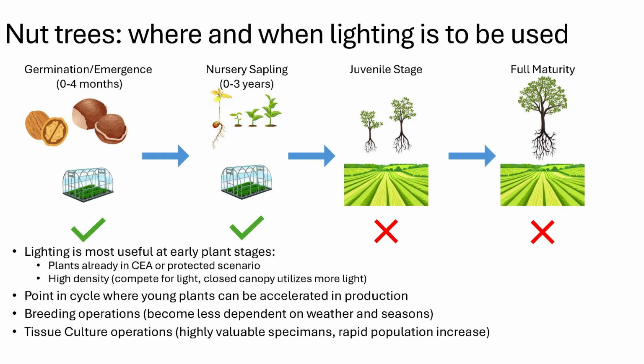So where and when could lighting fit in? Basically in the early stages, when plants are at a high density in high tunnels or greenhouses and at a young age, they could utilize light. Obviously, when it's planted out in the field, it's not going to work.